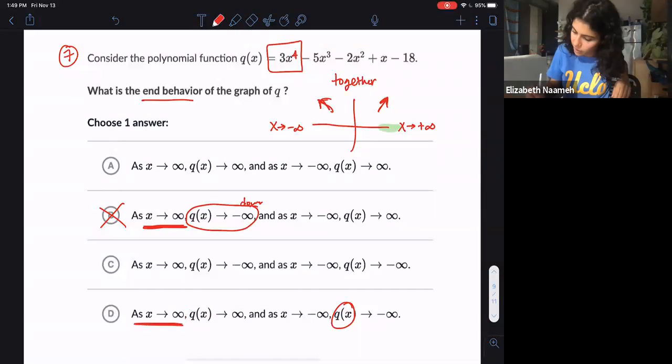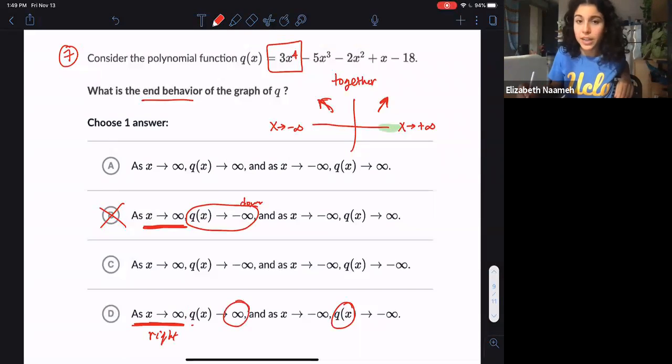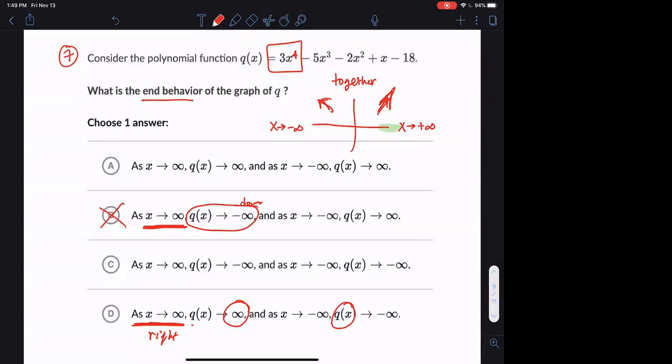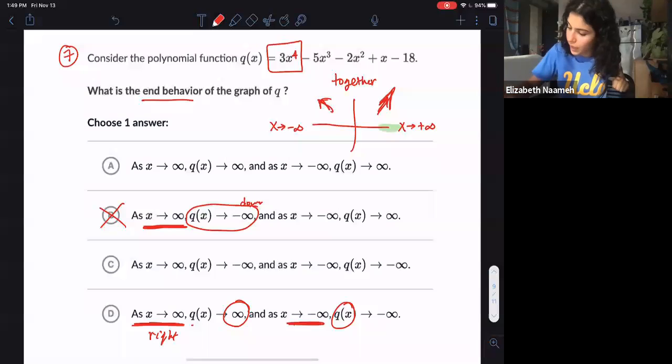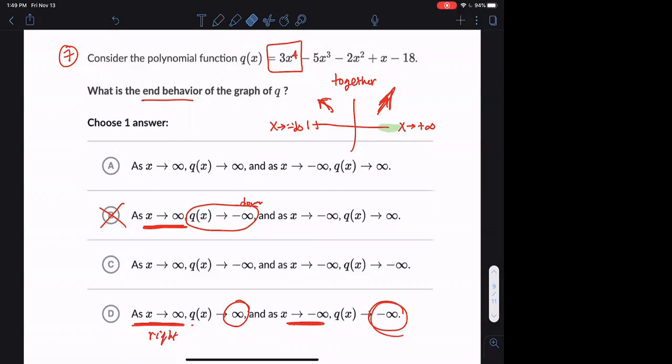Okay, so as x approaches positive infinity, meaning we're on the right arrow, it's going to positive infinity. Is that true? Is our right arrow going up? Yes. Okay, let's do the left side. As x approaches negative infinity, so we're talking about really, really negative values of x, what does this say the graph is going? Negative. Down. Is that right?